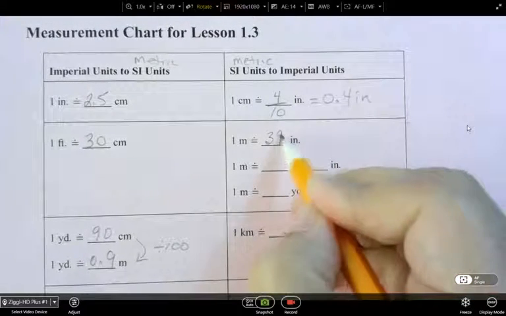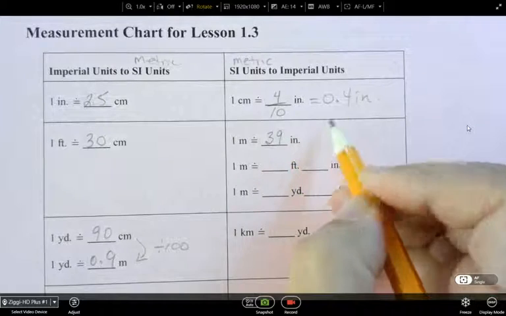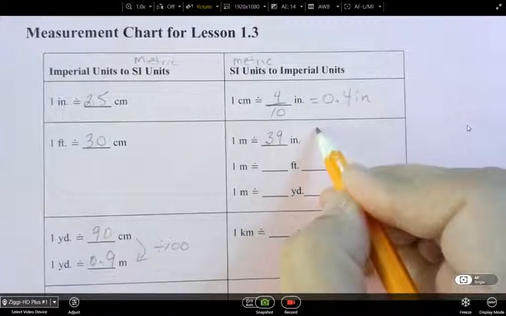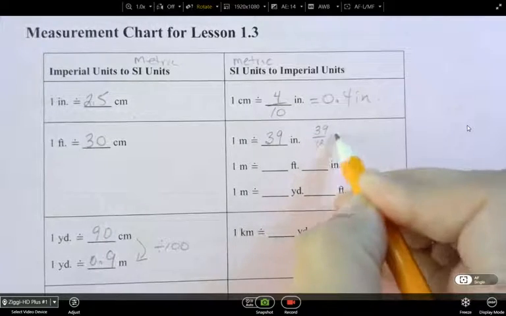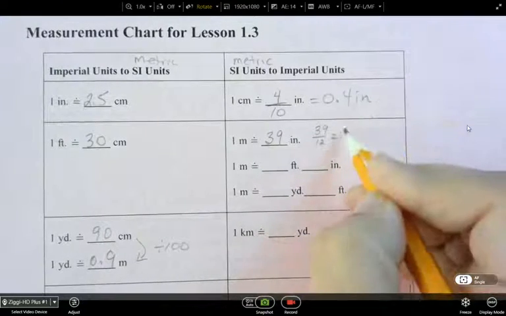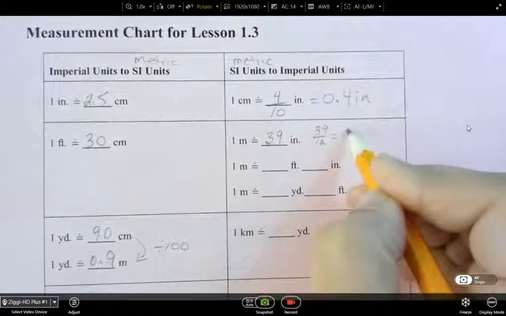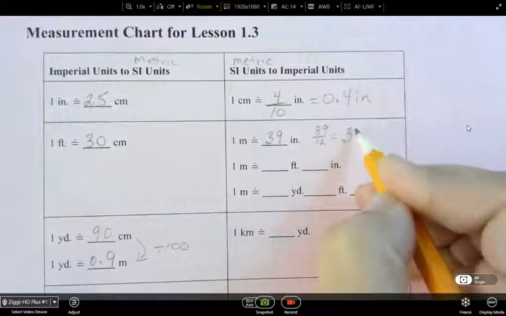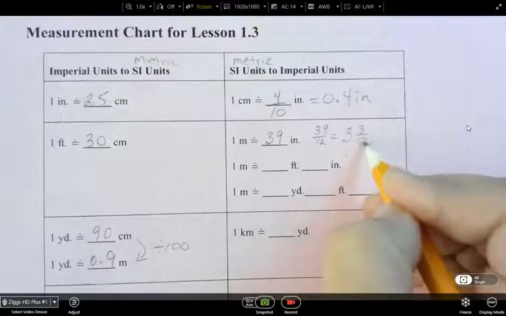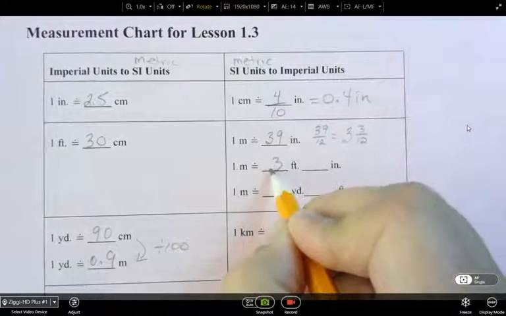Now, can I convert that 39 inches so that it's in feet and inches? Well, how many inches in 1 foot? 12, right? So 39 divided by 12, well, how can I write that so I've got a whole number and a fraction? So 3 and what's left over? 3/12. So that means I've got 3 feet and 3 inches.